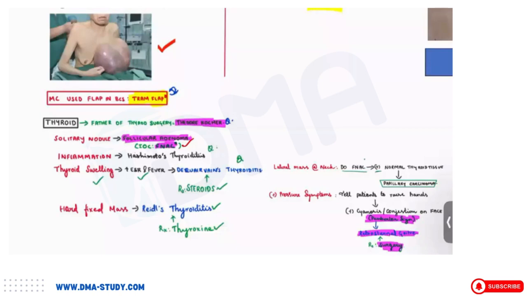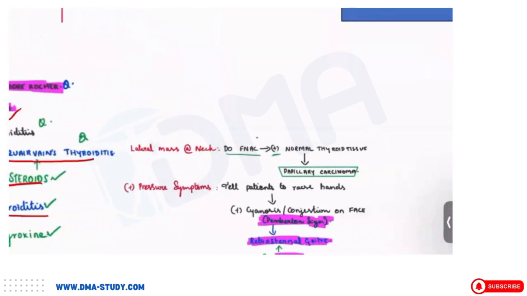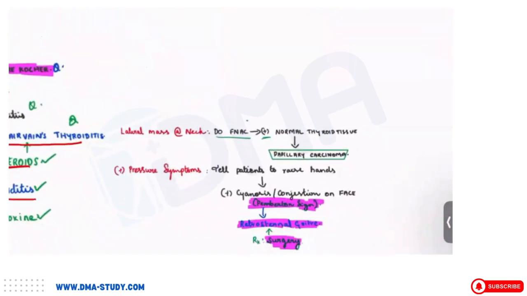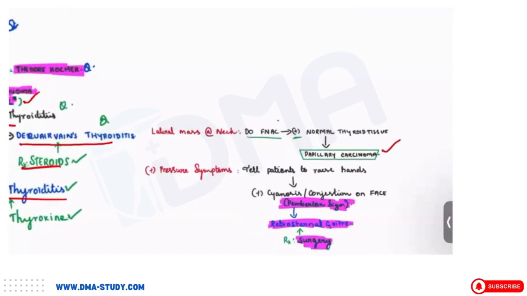So anyway, solitary nodules are associated with adenoma, and inflammation with Hashimoto thyroiditis. Thyroid swelling will be associated with De Quervain thyroiditis. Treatment is always steroid. And if the thyroid is hard and fixed, then it is Riedel thyroiditis. Whenever there is a lateral mass on the neck, do FNAC. If it is normal thyroid tissue, there is a high chance that it might be papillary carcinoma. And if the patient has pressure symptoms, look for the Pemberton sign. If there is a Pemberton sign, then it might be a retrosternal goiter.